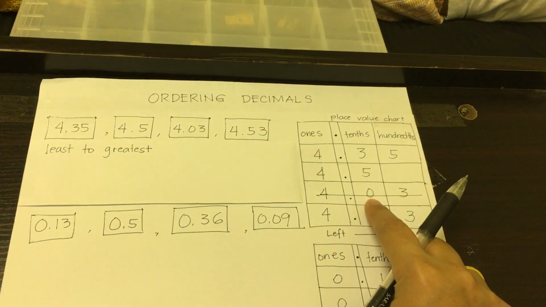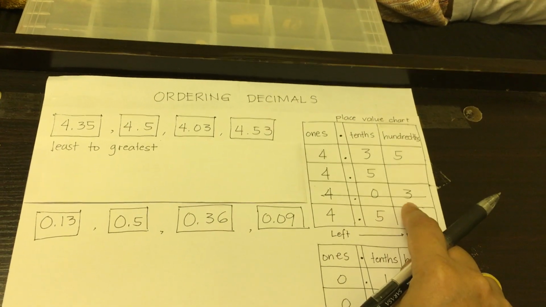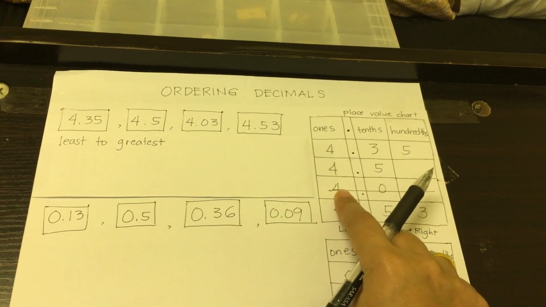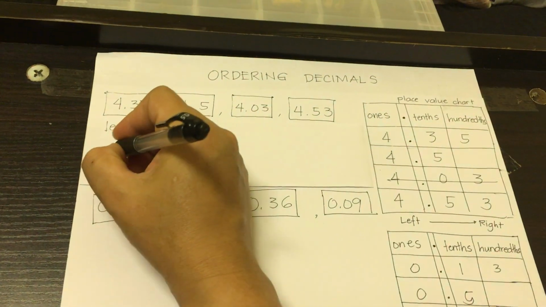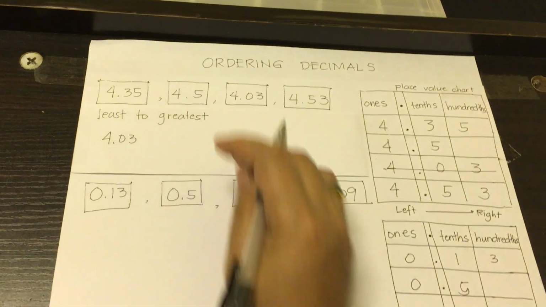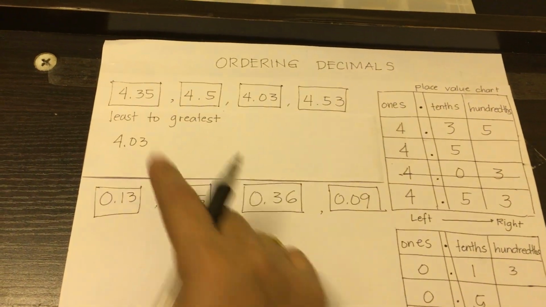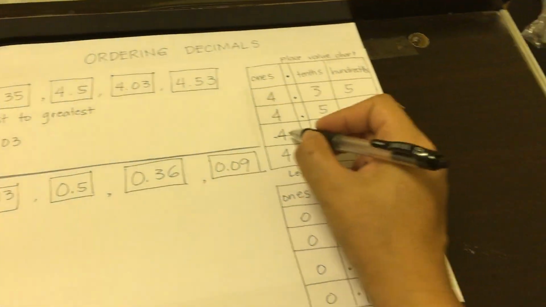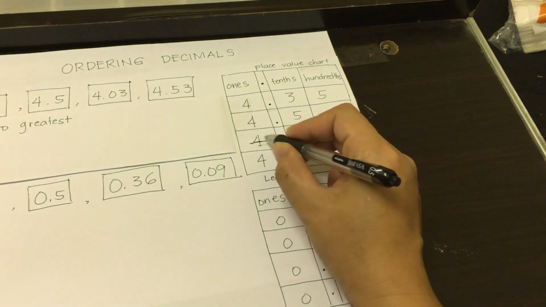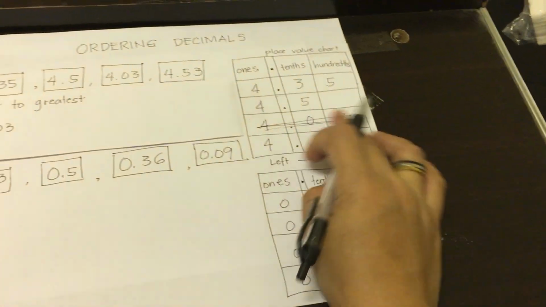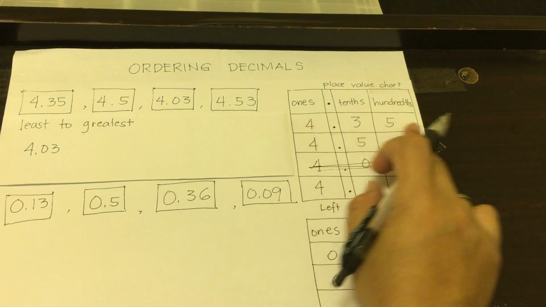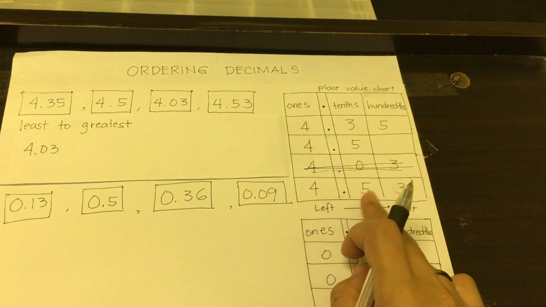So 4 and 3 hundredths is the smallest number. So we write here 4 and 3 hundredths. So that is the smallest number. Now let us see which is the next number. So let's slash it first. It means this is already taken, so we are not going to use it again. So we now have 4 and 35 hundredths, 4 and 5 tenths, and 4 and 53 hundredths.